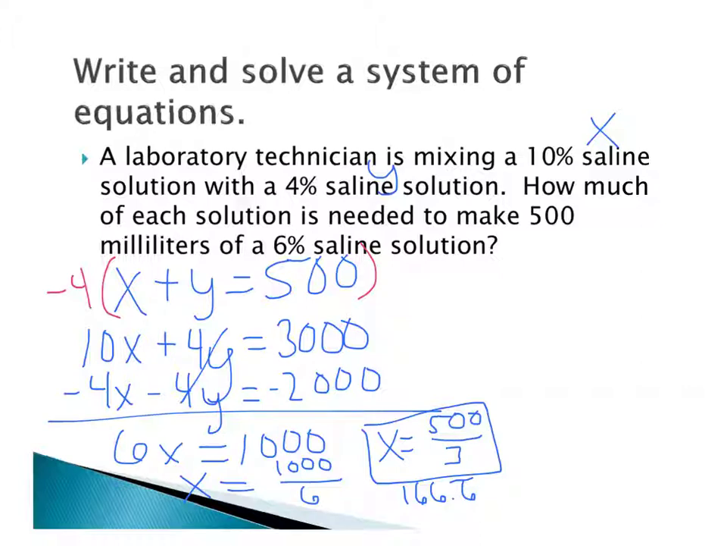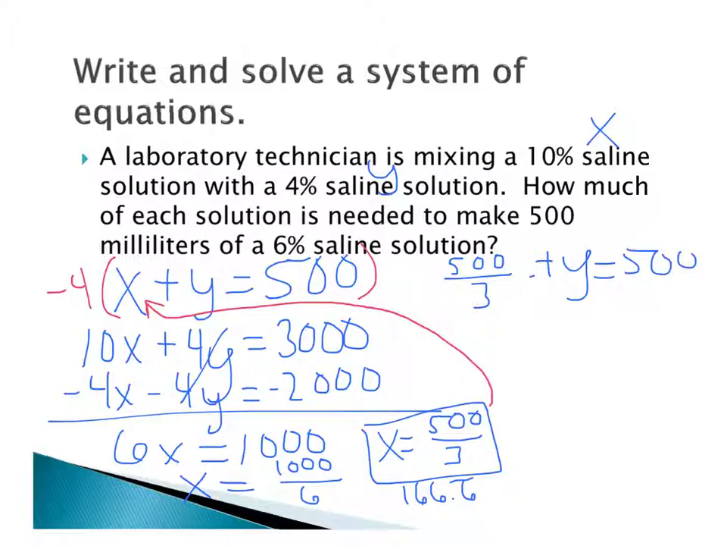So let's get our y. If I want to do that, I need to plug this back in for my x. So I'm going to have 500 over 3 plus y equals 500. So now we're going to do 500 minus 500 over 3. So y is going to equal 1,000 over 3.